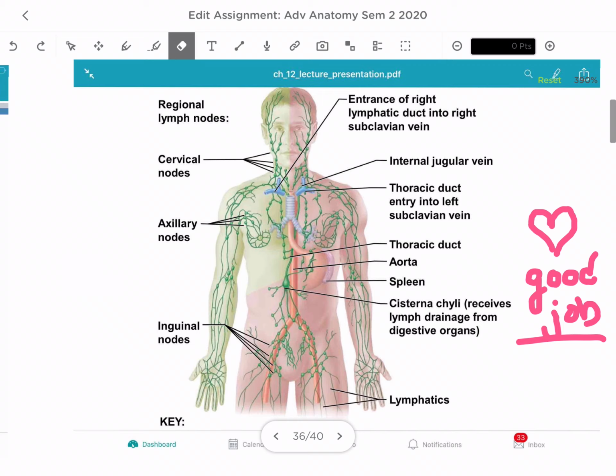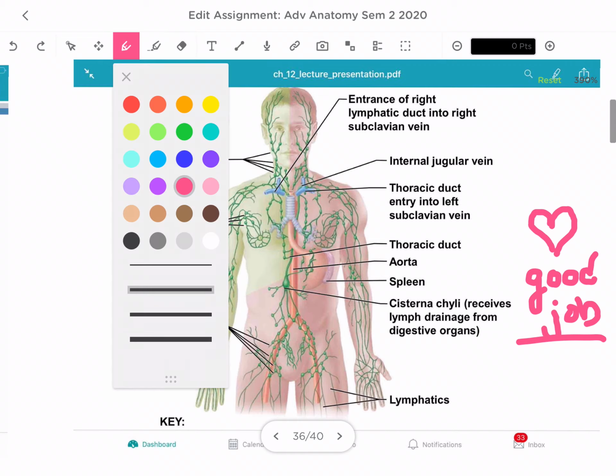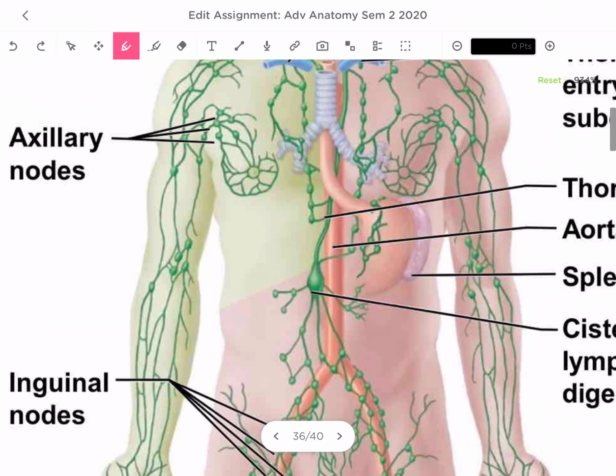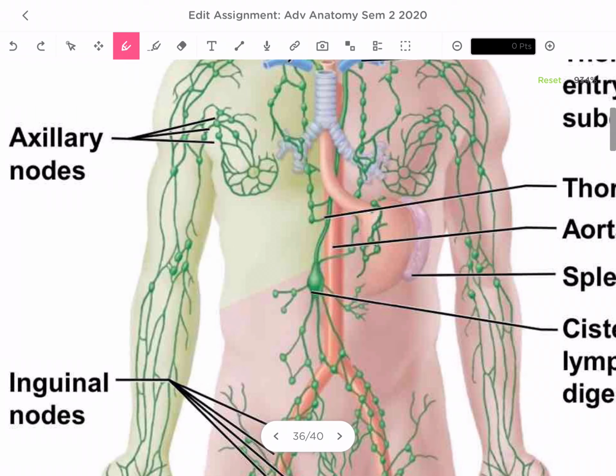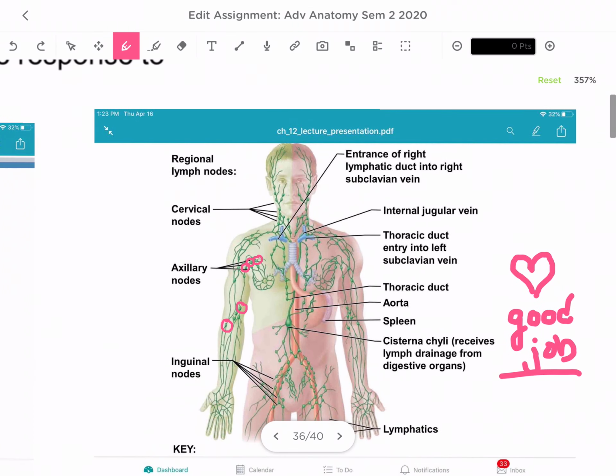So what we're going to talk about today is the organs of the lymphatic system. The most commonly known organ of the lymphatic system is the lymph nodes. If you look at this picture, you can see lymphatic vessels running, and you also have these accumulations of tissue on the lymphatic vessels. You have them pretty much all over your body.